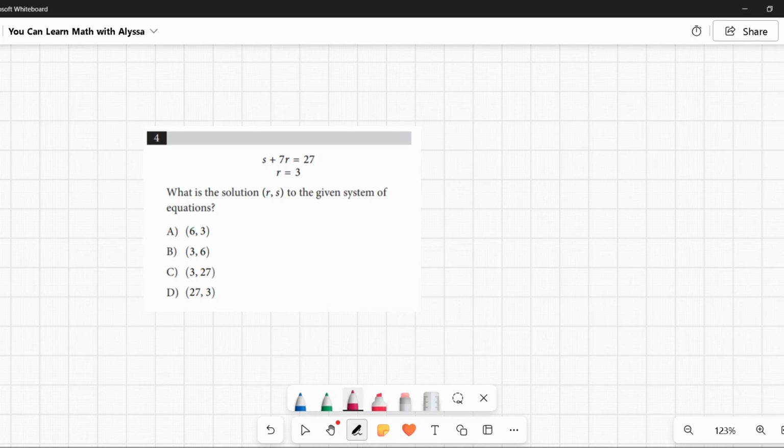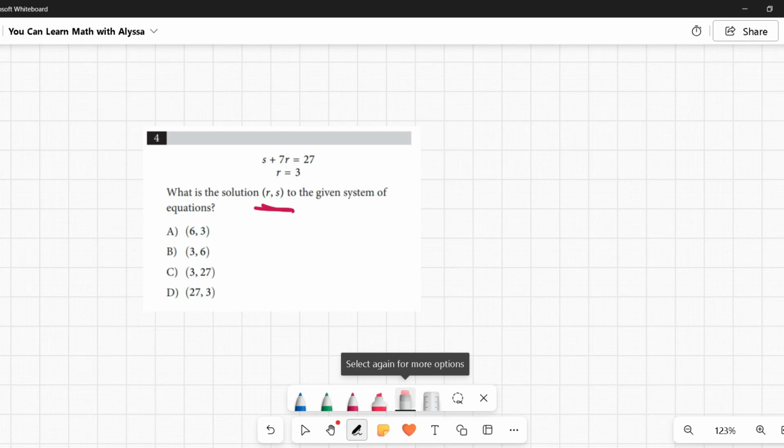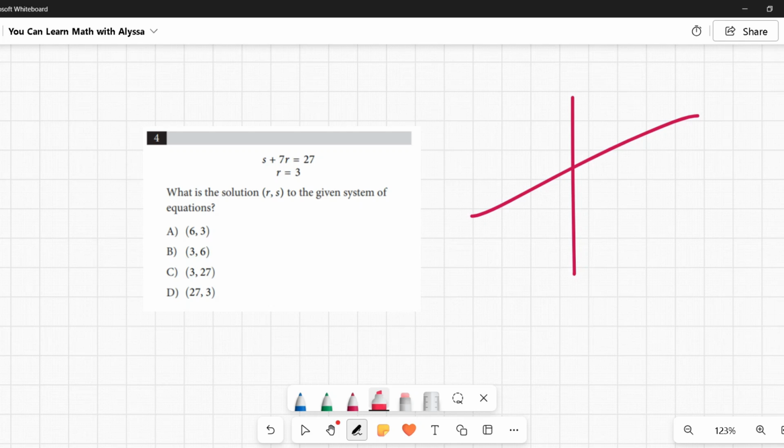Okay, and it's just like an equation with x and y's, because we're told the solution is RS, just like in another one we would say it is XY. So you treat it the same way. Just treat it like you're solving a system of equations with X and Y. If you want to graph this, you can. If you do graph it, you're going to get two lines that are crossing, and you're going to be looking for the point of intersection.